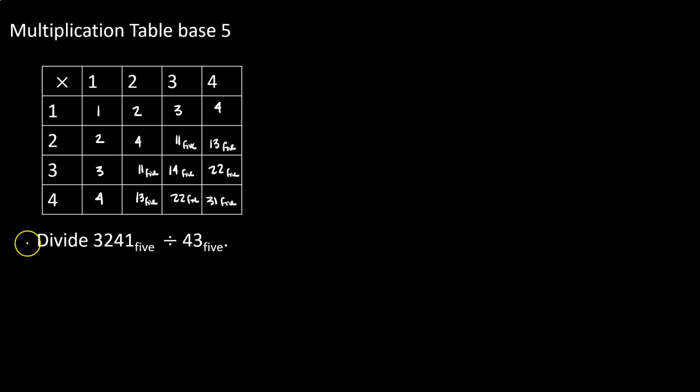Let's try this division problem. 3241 base 5 divided by 43 base 5. Now I want to use one of the algorithms that we've just learned, so I'm going to do the repeated subtraction algorithm, where I'm going to subtract 43 a nice, neat number of times.